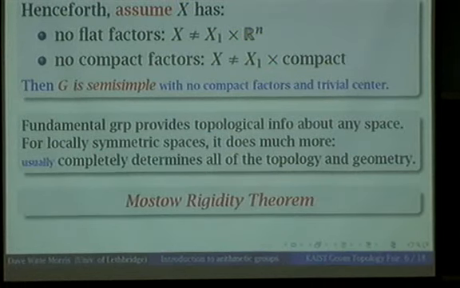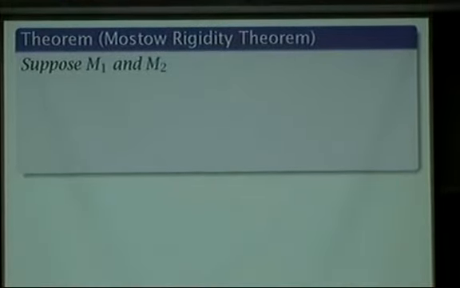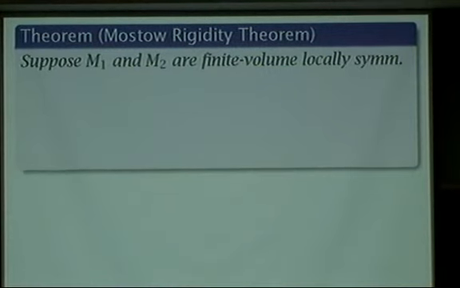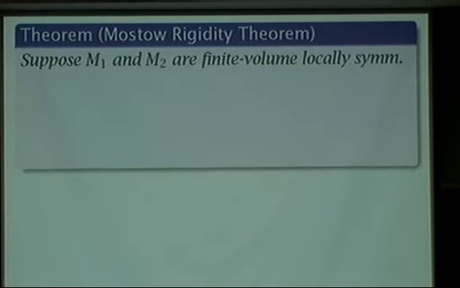So let me state that correctly for you. The Mostow rigidity theorem says that the fundamental group tells us everything about the manifold. So the theorem says that suppose you have not just one locally symmetric space, but two of them. So I've got an M1 and an M2 that are locally symmetric spaces, and I'm always assuming finite volume locally symmetric spaces, and those basic assumptions: no compact factors, no flat factors in the universal cover.